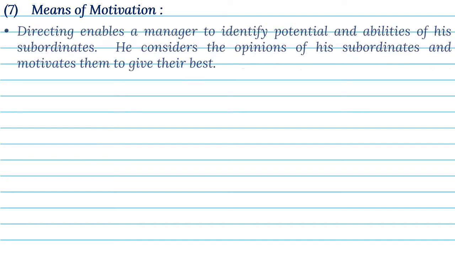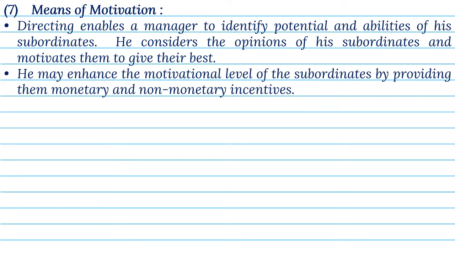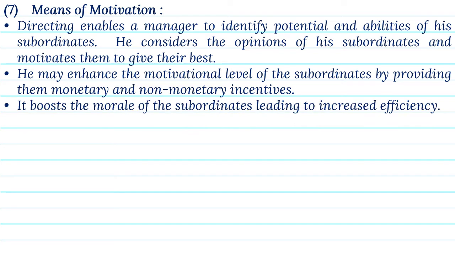7. Means of motivation. Directing enables a manager to identify potential and abilities of his subordinates. He considers the opinions of his subordinates and motivates them to give their best. He may enhance the motivational level of the subordinates by providing them monetary and non-monetary incentives. It boosts the morale of the subordinates, leading to increased efficiency.